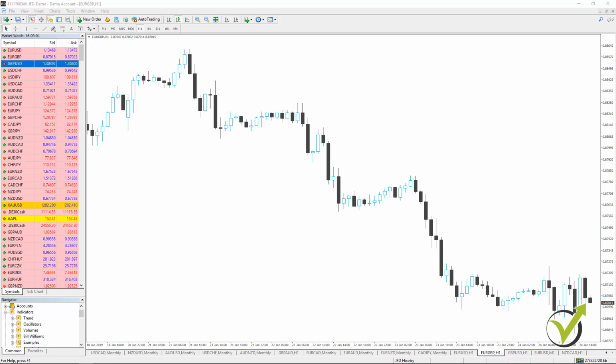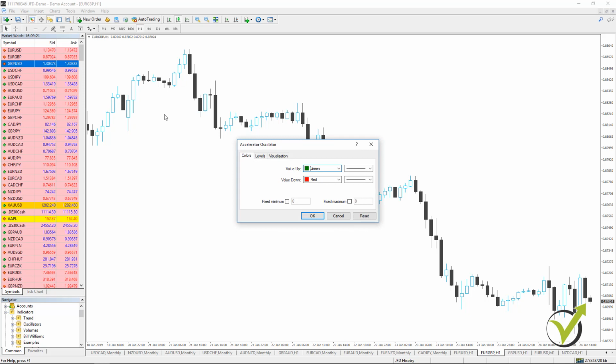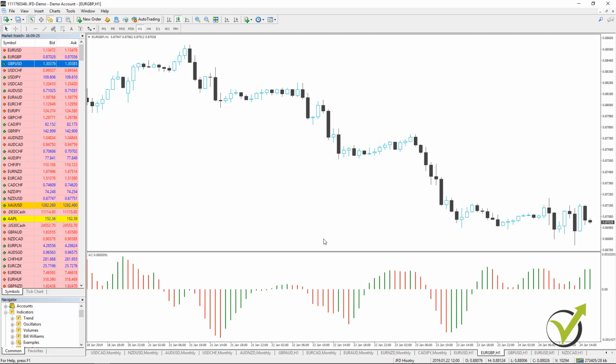So for the Euro Pound strategy, we will be using the accelerator oscillator, and I will go to insert indicators, and I will go to Bill Williams and then accelerator oscillator. Here it is, it doesn't have any parameters. I click on OK, and here we have it over the chart. So the trading rule for long trade is: accelerator oscillator changes its direction upward.